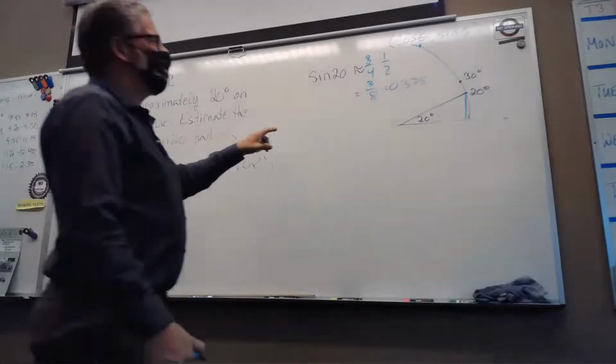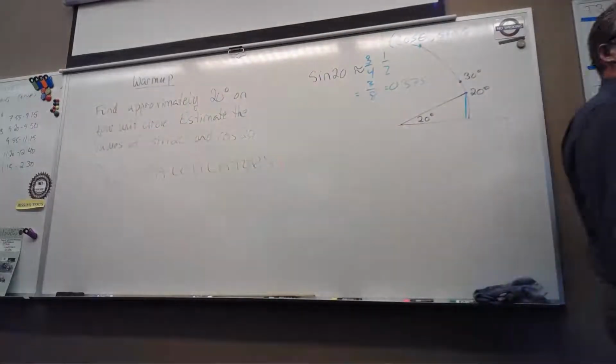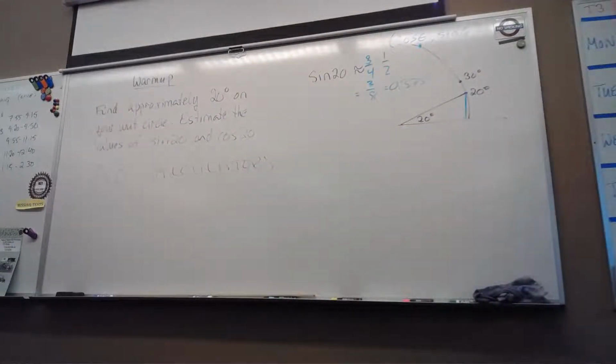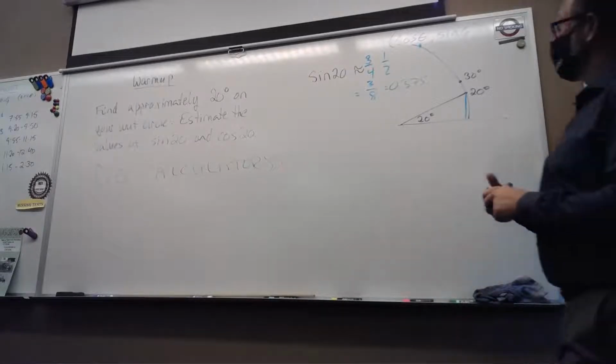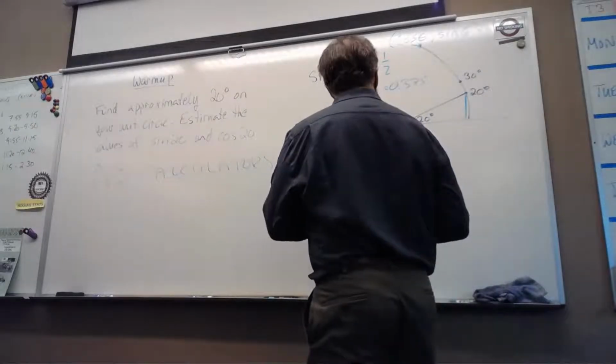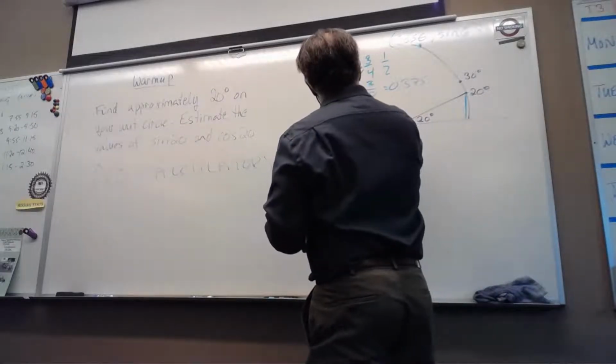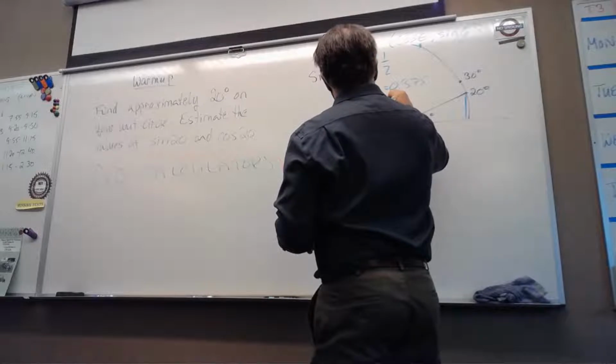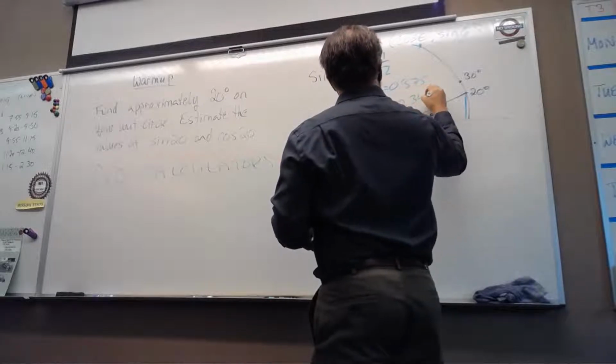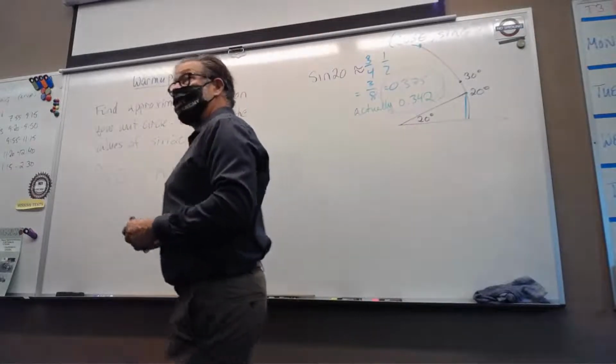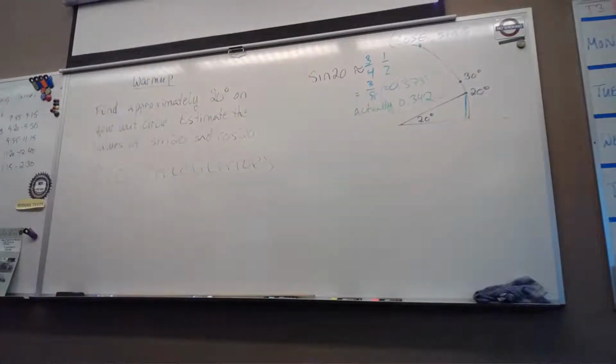So yeah, we know that this has to be something less than a half. The question is how much less than a half? Megan, what is the sine of 20? 0.342. Hey, that's not a bad guess, Thomas. Not a bad guess.